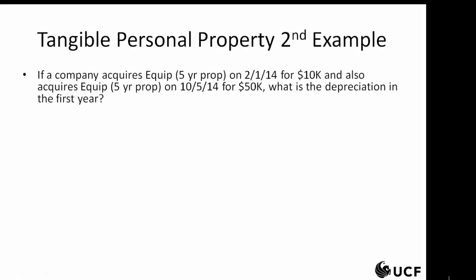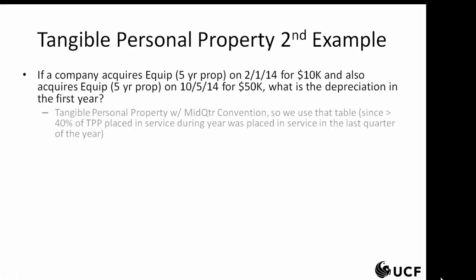Looking at a second example, if we have the same asset as in the first example, 5-year property equipment that was purchased on 2/1 of 14 for $10,000, same as the last example, but now we also have acquired another piece of equipment that's 5-year property on 10/5 of 14 for $50,000. Now what is our depreciation for the first year?